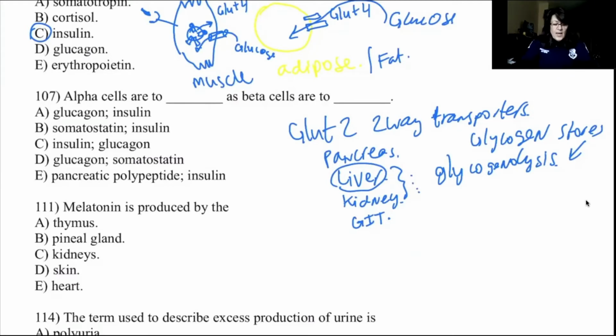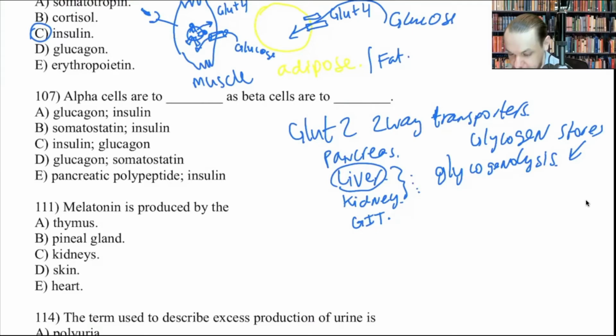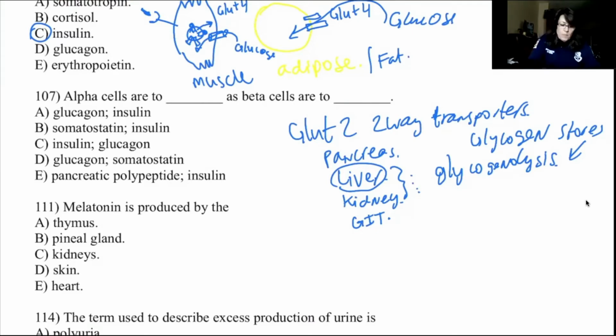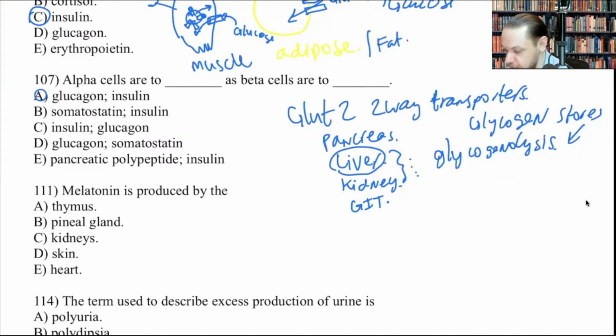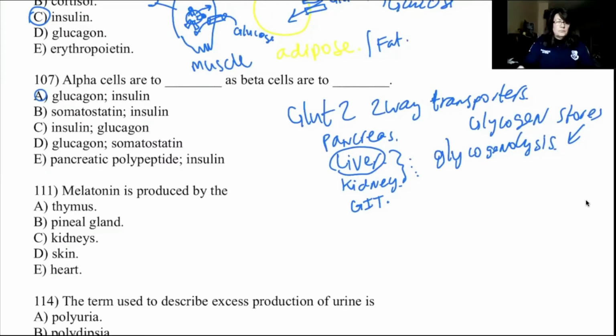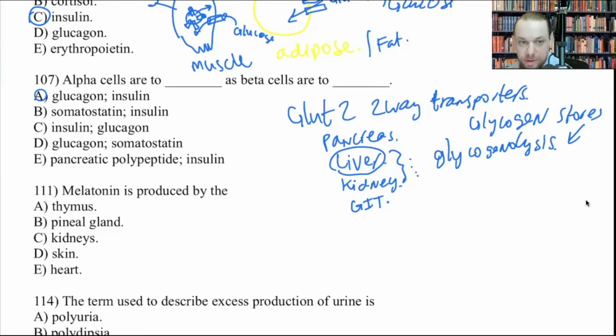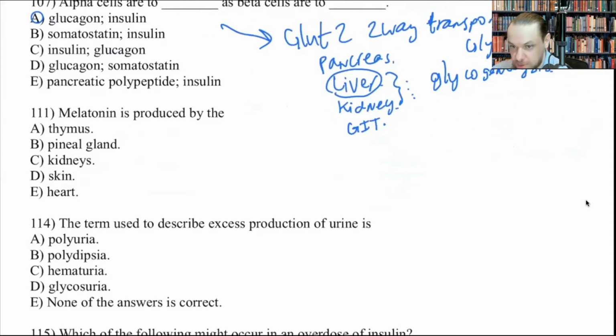Okay. Alpha cells are to glucagon as beta cells are to insulin. A. Very good. You said A, right? Yeah, alpha cells make glucagon and beta cells make insulin. This is the role of the pancreas, and the pancreas has glucose type 2 transporters, which we just explained. So good. 111, we are back to Ian.